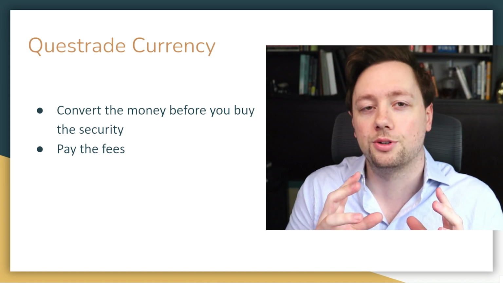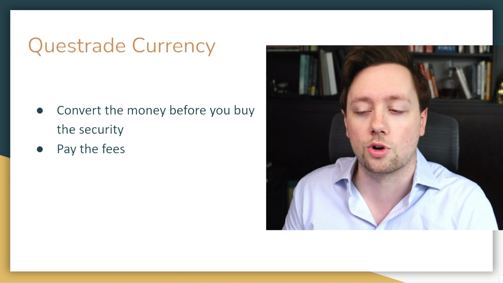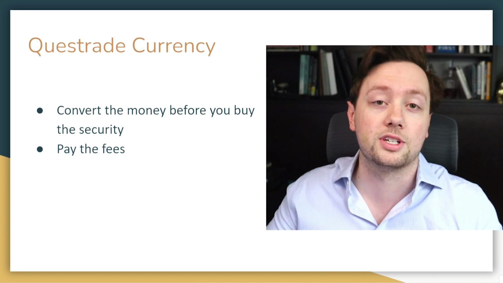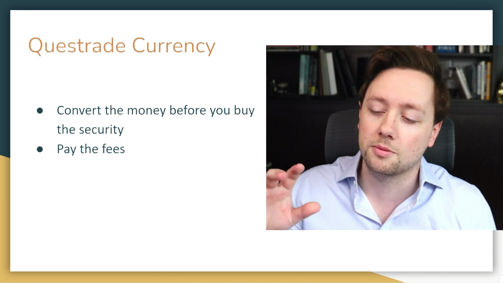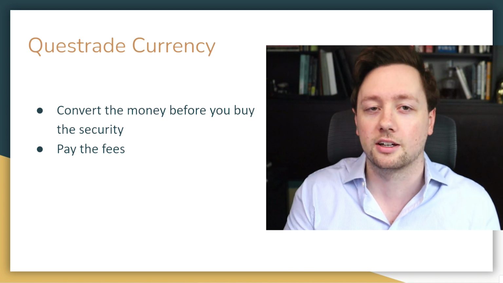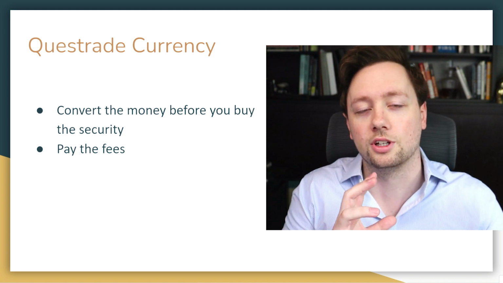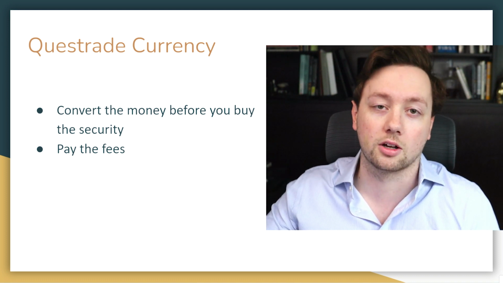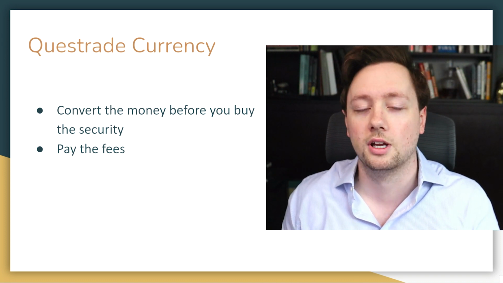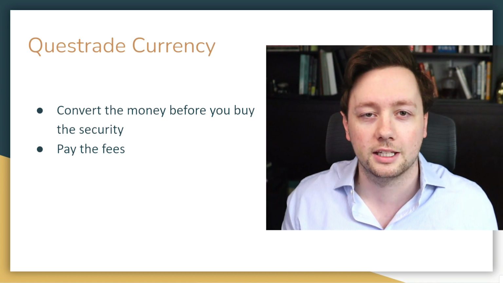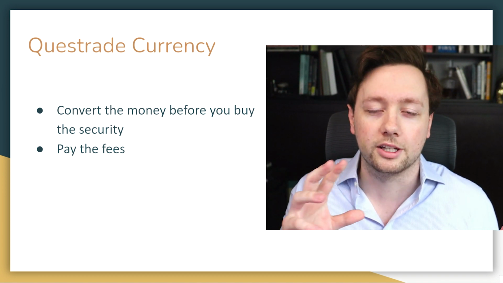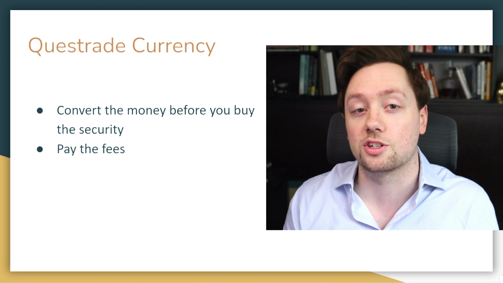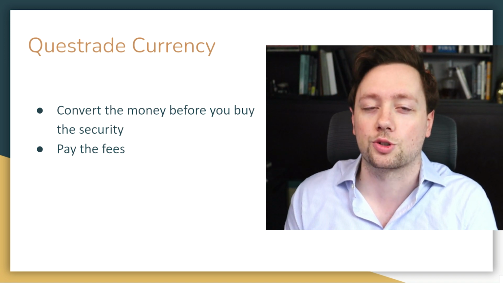Number one is you can convert your currency before you make the trade or buy the security. What I mean by that is if you want to buy a US stock and you live in Canada holding Canadian dollars, you can convert that money into US dollars and then go out and buy that stock. Or the other option is you can just go out and buy it with your Canadian dollars. Questrade will automatically convert it into US dollars and you can just pay the currency fee that Questrade charges you.